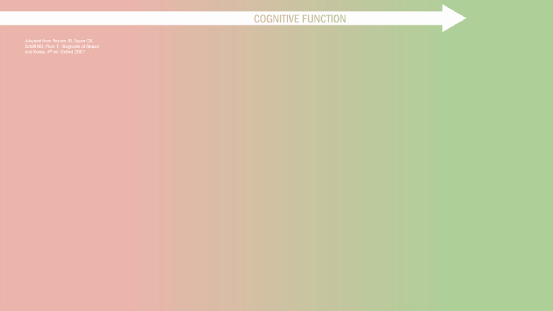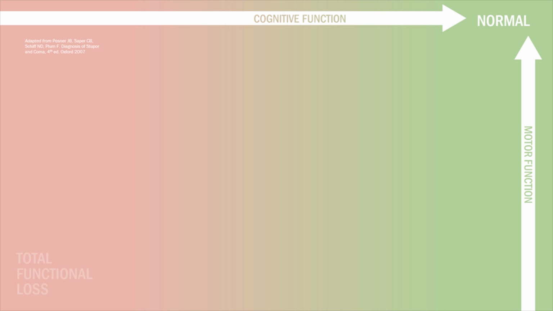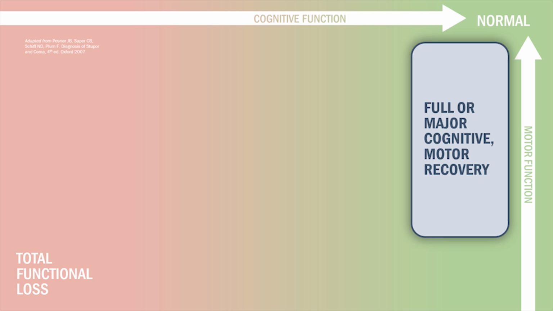Imagine a graph of cognitive function on the x-axis and motor function on the y-axis. So the best possible outcomes are in the top right corner, and the worst possible outcomes are in the bottom left. Full cognitive and motor recovery is what we all hope for, but few achieve after a coma.